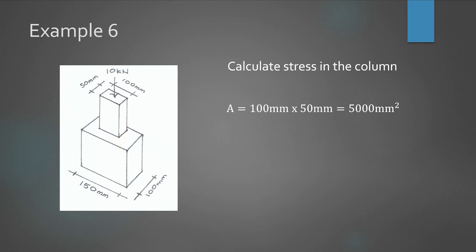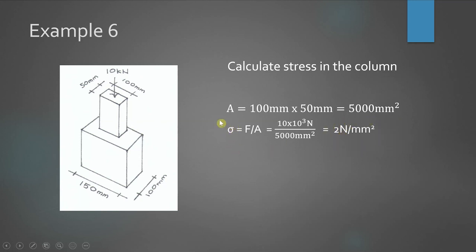It doesn't say at the base of the column. If it said at the base of the column, then you would have to include the self weight. But when it says in the column, no need. So we calculate the area first. 100 by 50 mm for the first one, and you get the area for the top column. Then calculate the force: put in this 10 kN, convert it into Newton and divide with the area. Then you get the value of the stress.